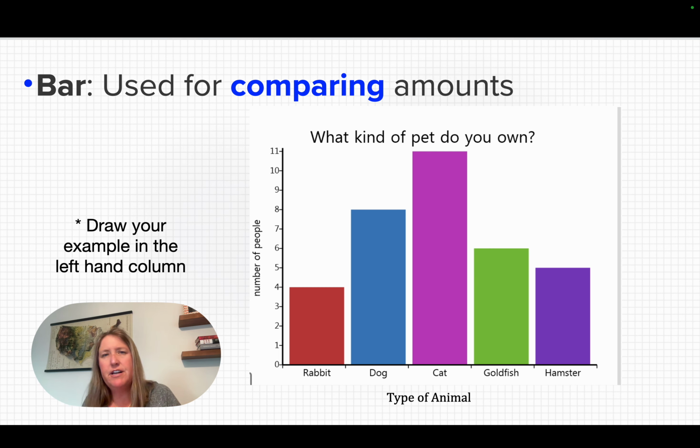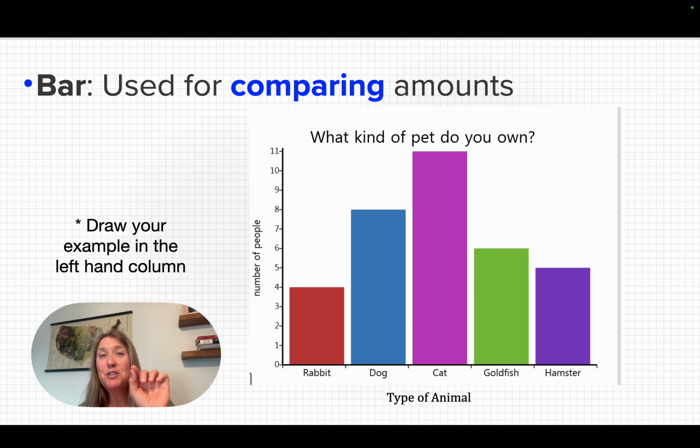They're totally different. They're very discrete or individual things. Yes, they're all pets, but they need their own bar because we're comparing them. Or you can compare what color shirt people are wearing, or what kind of fruit is in their lunch. So do you see the little asterisk, and it says draw your example in the left-hand column?